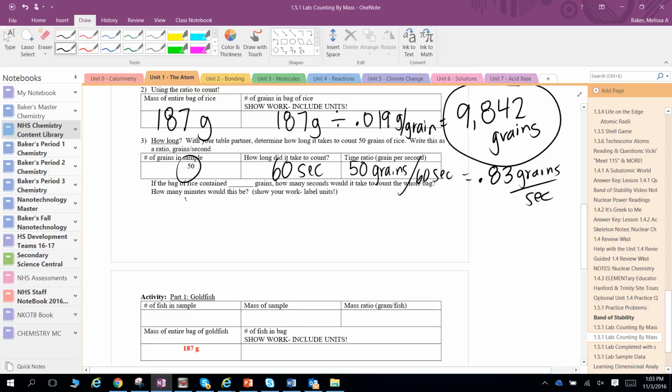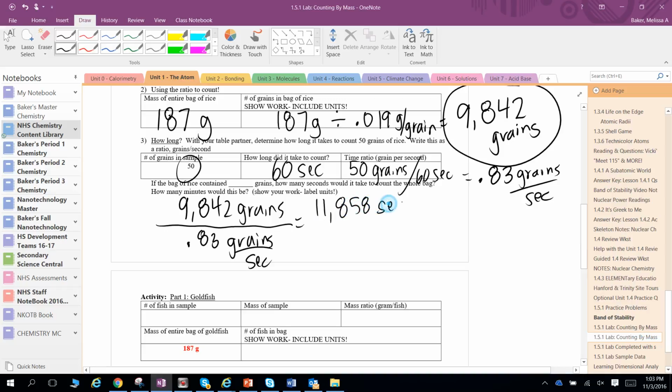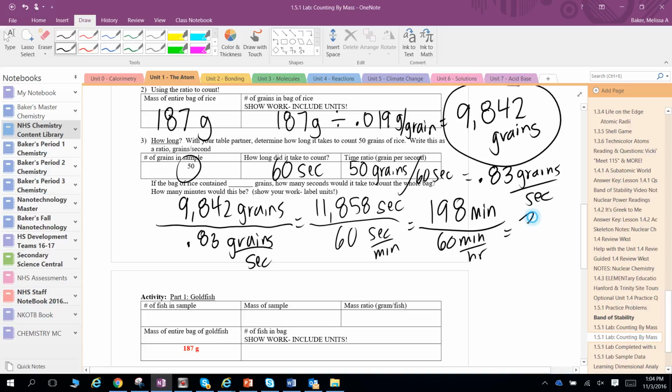So if you were trying to count out a bag of 9,842 grains, how long would it take you? Well, you can count out 0.83 grains per second, so we can divide and figure out how many seconds it would take. 11,858 seconds. Let's divide by 60 seconds in 1 minute. That's 198 minutes. Let's figure out how many hours that is, divided by 60 minutes per hour. That's about 3.3 hours. Takes you quite a long time.